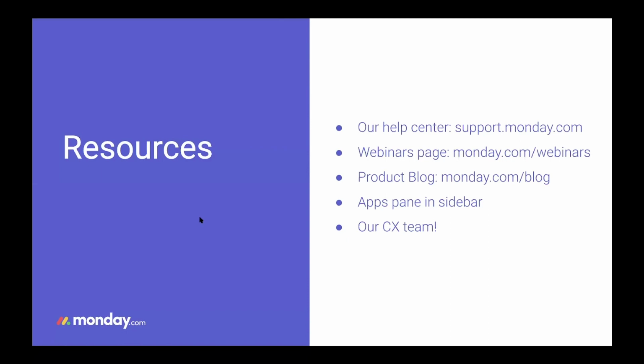A third resource I wanted to quickly shout out is our product blog at monday.com/blog. We have an amazing content team that releases blog posts walking you through all the features that we're releasing. We're releasing a ton of features every single week, and in the past it's been hard to keep track. Now we have this product blog that you can use to keep track. The fourth resource is the apps pane in the sidebar. You might see a monday apps button in your sidebar in monday.com. If you click that, you'll see a lot of information about the apps that I talk about today. And finally, your resource is always our CX and CS team. You can always reach out to us if you have specific questions about anything that we're going through.